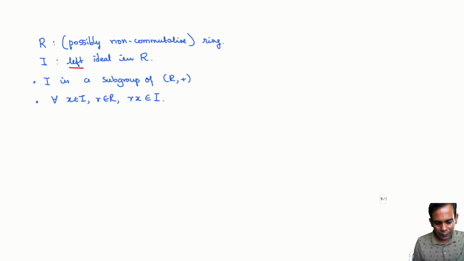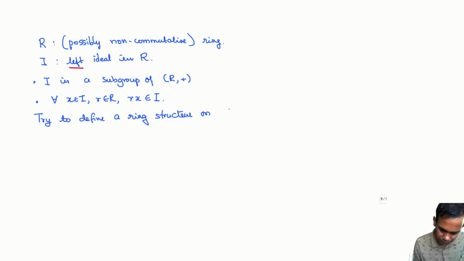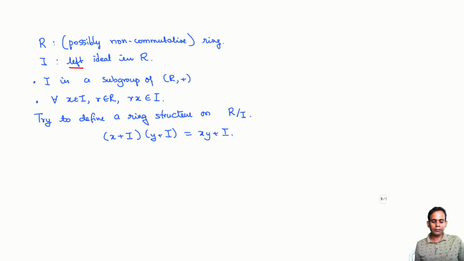Now I want to define a ring structure on the additive quotient group R mod I. So let's try to define a ring structure on R mod I. So we do this: (x plus I) times (y plus I) is equal to xy plus I. We need to check if this is well defined. Okay, so is this well defined?